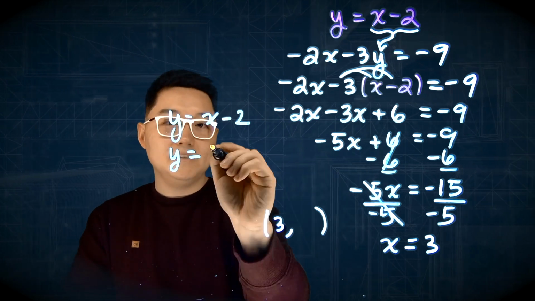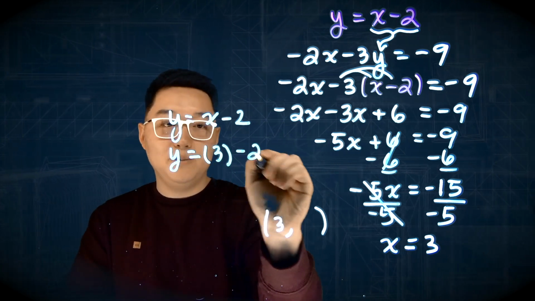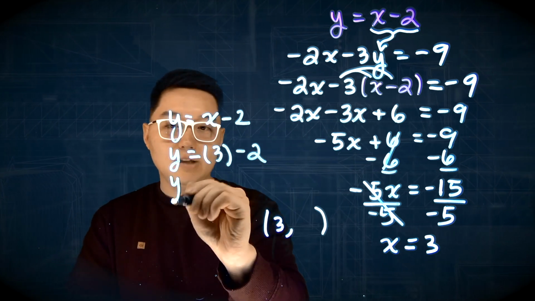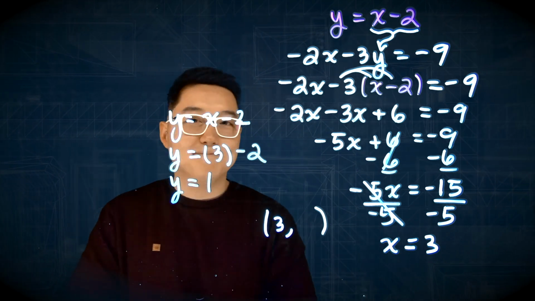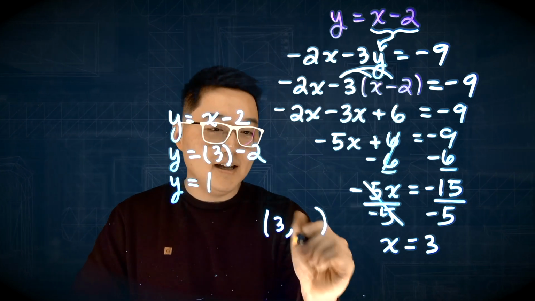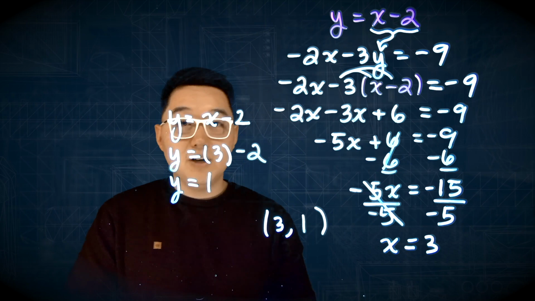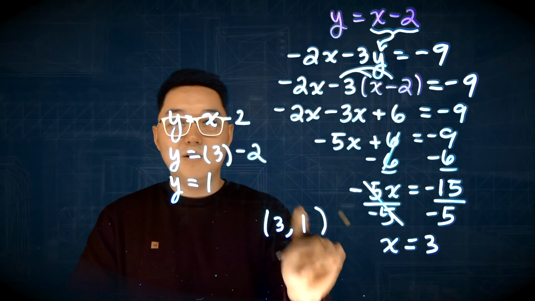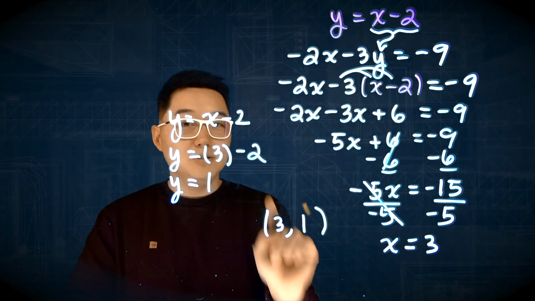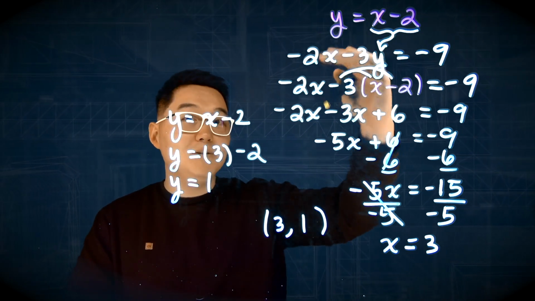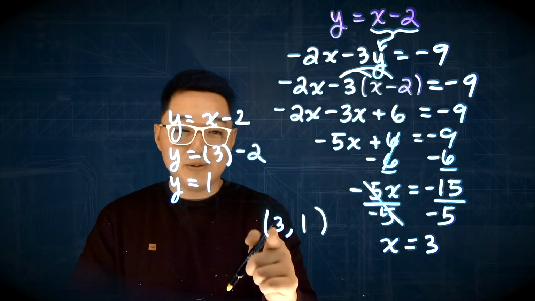So x is 3. That's what we just found out. But what is 3 minus 2? 3 minus 2 is just 1. So the y-coordinate for the solution is 1. So what is our solution? Our solution is (3, 1). That point is a solution to both linear equations. When we graph those two lines, they intersect at (3, 1).